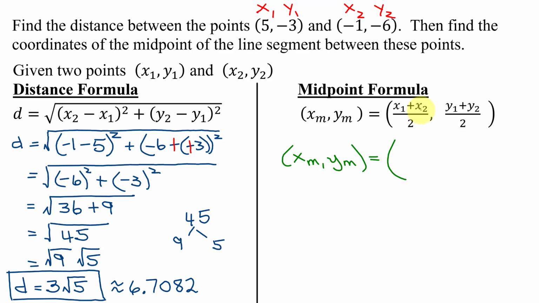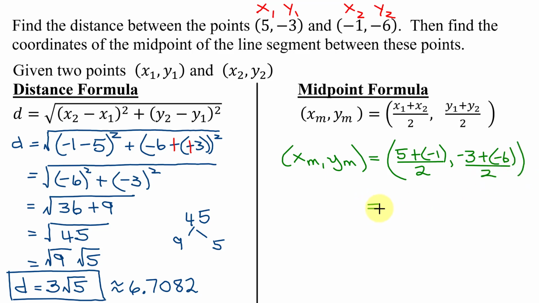And to find the x coordinate, I just average the x values. So it's going to be x sub 1, which is 5, plus x sub 2, which is a -1. Add those together, divided by 2. Then do the same for the y's, average the y values. So y sub 1 is -3, plus y sub 2 is -6, and those are divided by 2.